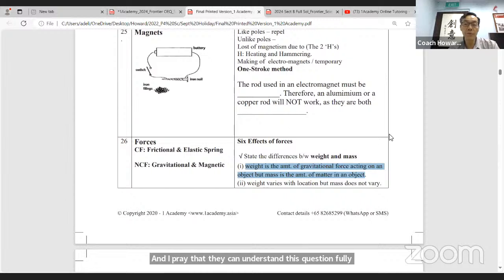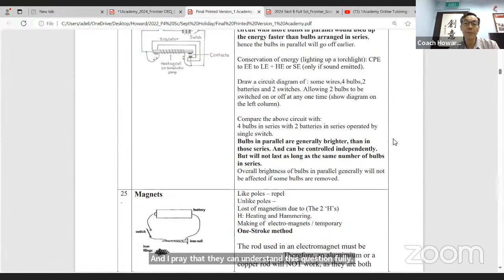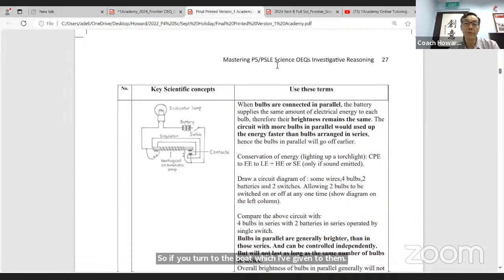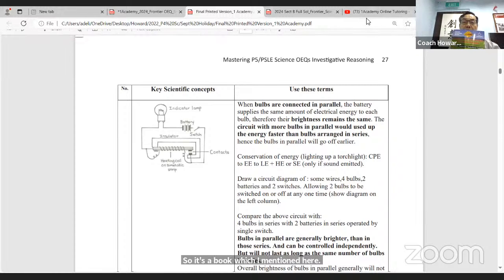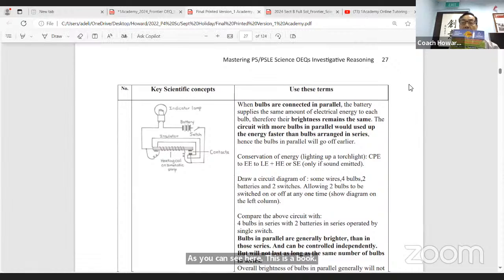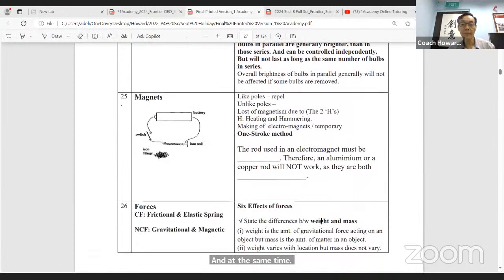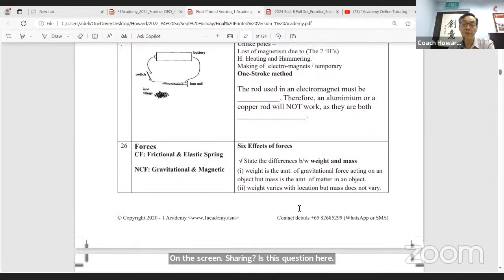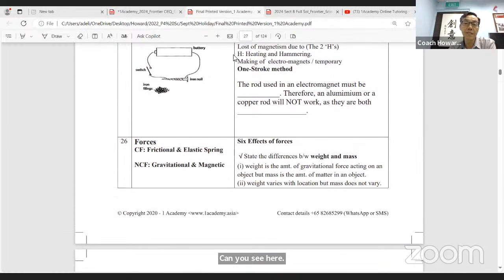If you turn to the book which I've given to them, on page 27 of my book, Mastering P5/PSLE Science Open-Ended Questions in Investigative Reasoning. This is the book which I mentioned here, and I do a screen share over here. As you can see here, this is the book. You can see in my screen I'm holding it, and at the same time, on the screen sharing is this question here. Can you see here? State the difference between mass and weight. Okay, let me enlarge here.